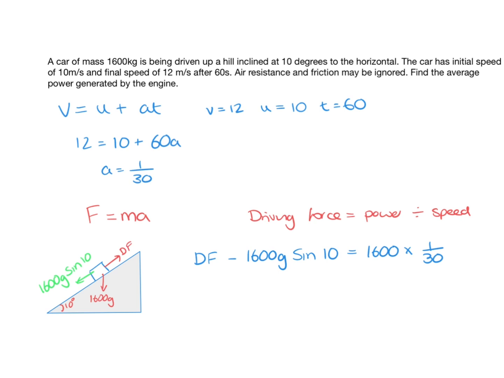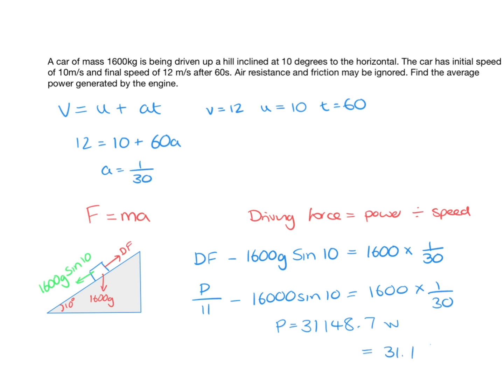Now what I'm going to do is replace my driving force with my power divided by speed. So I know that my speed is going to be my average speed. So we've got the initial, we've got the final, over 60 seconds. So the average speed is going to be 11. I'm going to use g is equal to 10 in this question. So I'm just going to replace that with 10. And then I can rearrange this equation to find out what my power is. So if I rearrange this equation, I'm going to get 31,148.7 watts, or I could write this as 31.1 kilowatts.